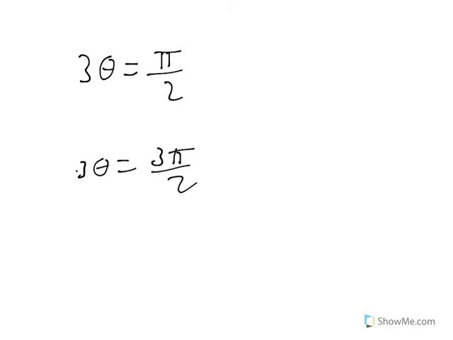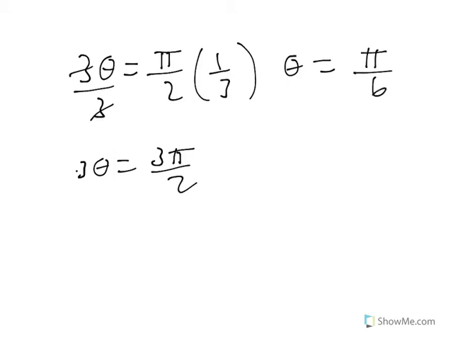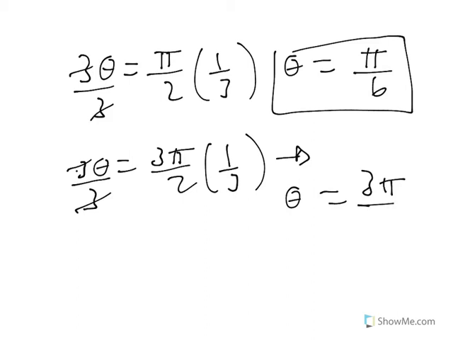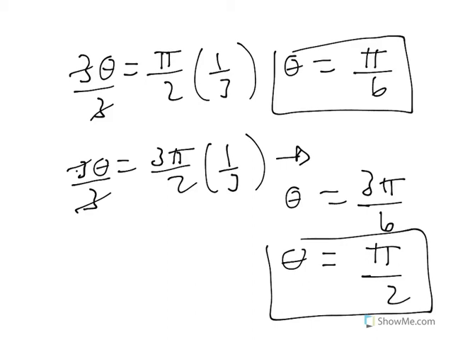Okay, so now you just solve both of these equations for theta. I can divide this side by 3, divide that side by 3. That cancels out. Theta equals pi over 6 is one answer. And then you solve this one for theta. Divide by 3, divide by 3. That cancels out, that cancels out. So you have theta equals 3 pi over 6. And that simplifies, so theta equals pi over 2, because 3 over 6 is just 1/2. So that's another solution.